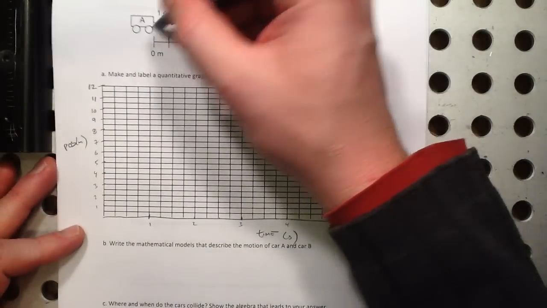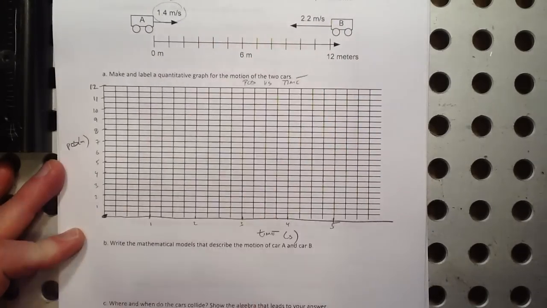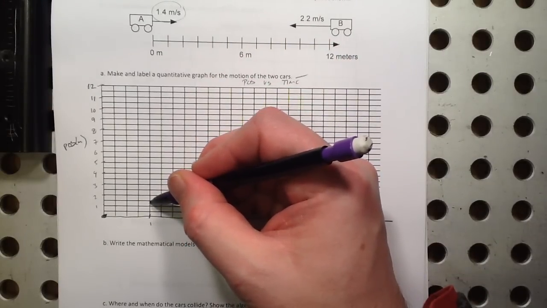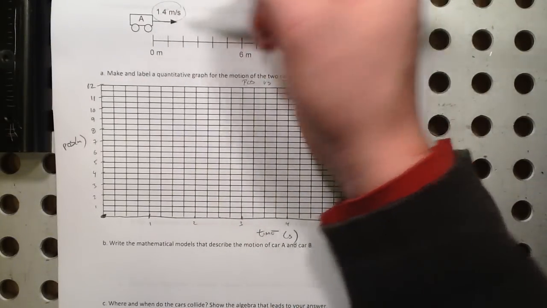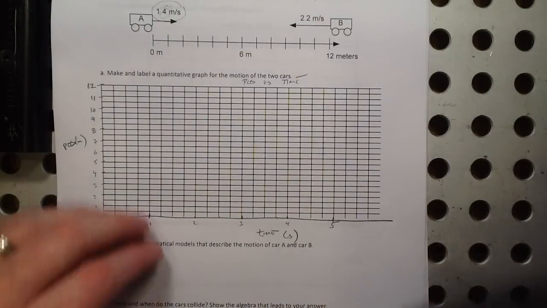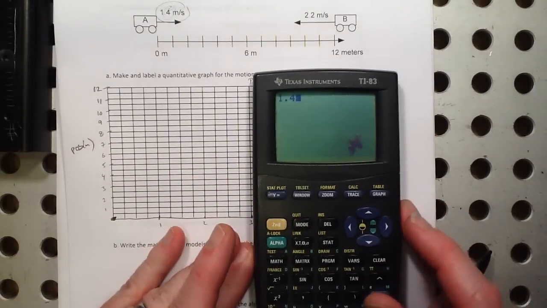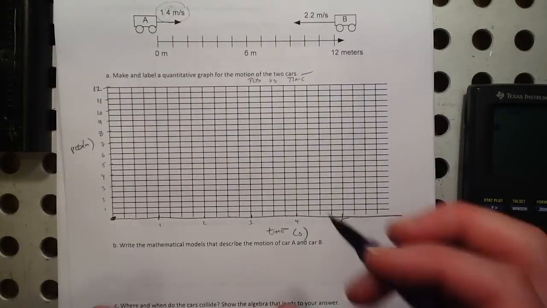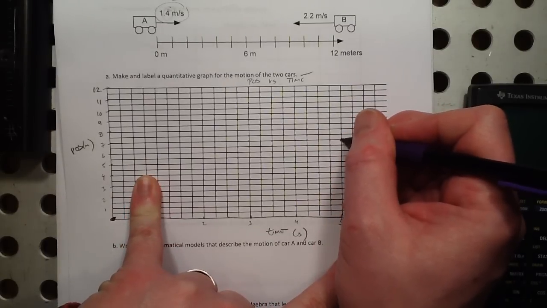Okay, so car A starts at position 0, and it's going forward at this velocity, so that's its slope. Now that's kind of a funky number, so I could try to put the 1.4 in here, but what I'm going to do is find an easier point to plot. What about 5 seconds later? 5 is a nice number here because it makes this easier to deal with. So 1.4 meters per second times 5 seconds later, it will be at 7 meters.